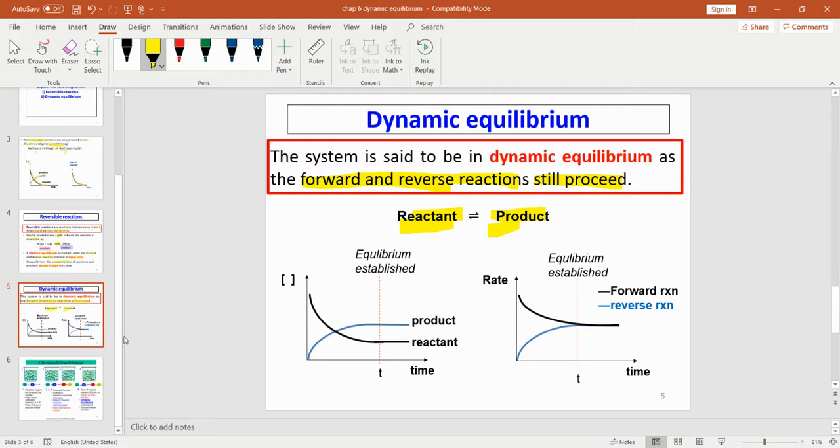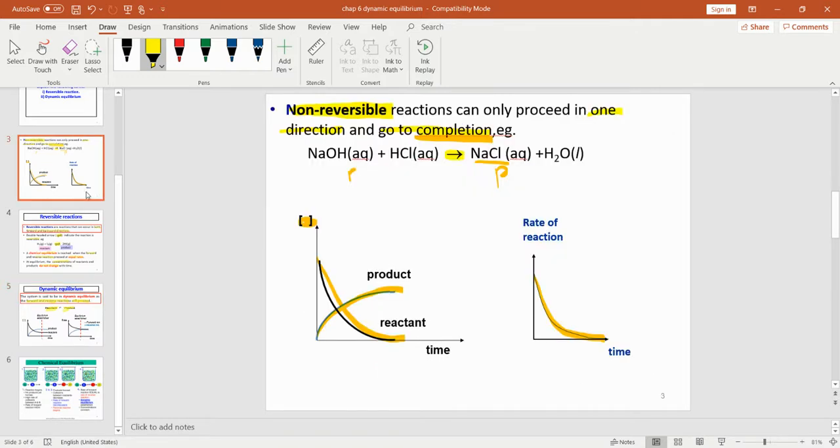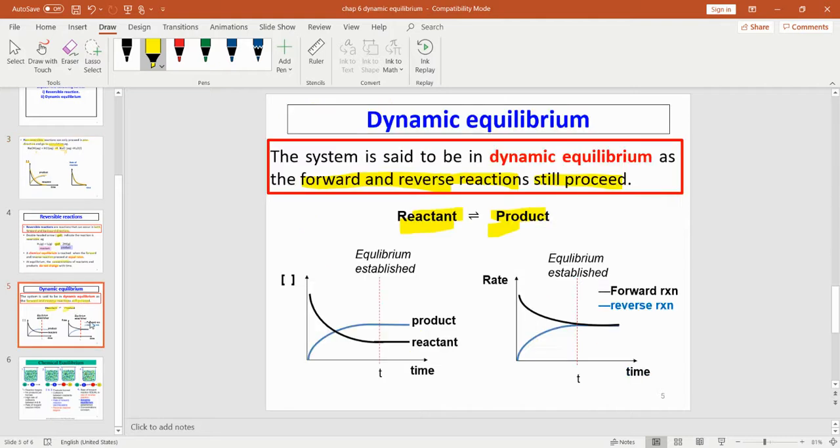So now let us look at the graph. What is the difference between the non-reversible reaction and the reversible reaction? For example, the product will increase. However, at one time, when dynamic equilibrium is reached, the concentration of the product will remain the same. The same goes for the reactant. The reactant will decrease, but at equilibrium, it does not change with time anymore.